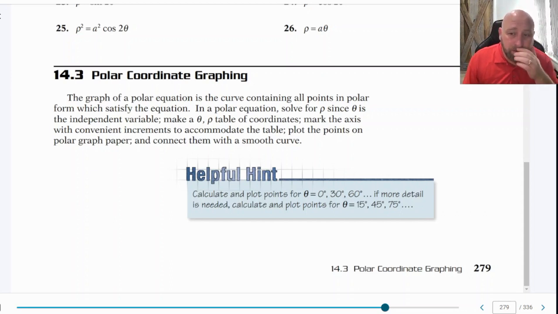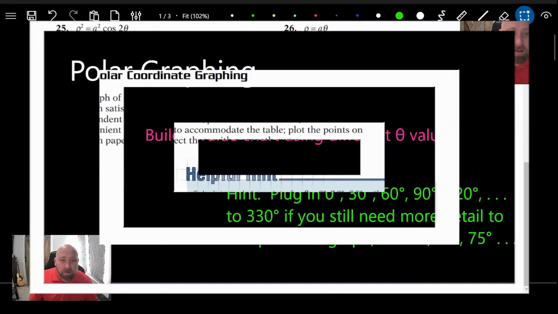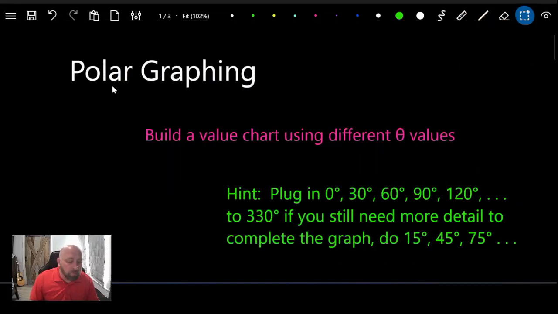So here's what we're going to be doing. I've got it all written over here on the screen. Polar graphing. We're going to build a value chart using theta values. So in other words, we're going to plug in theta values. So theta equals 30 degrees, let's just say. We plug that in, and whatever value it kicks out, that goes in the row column. Whatever the rest of the equation is, that's what we'll plug in there.